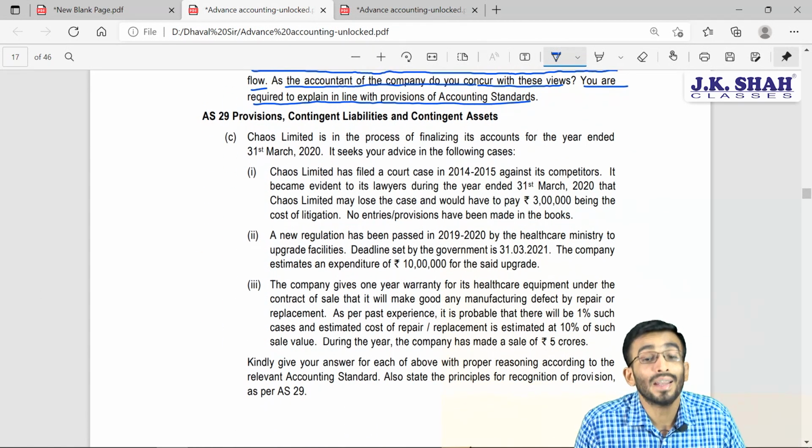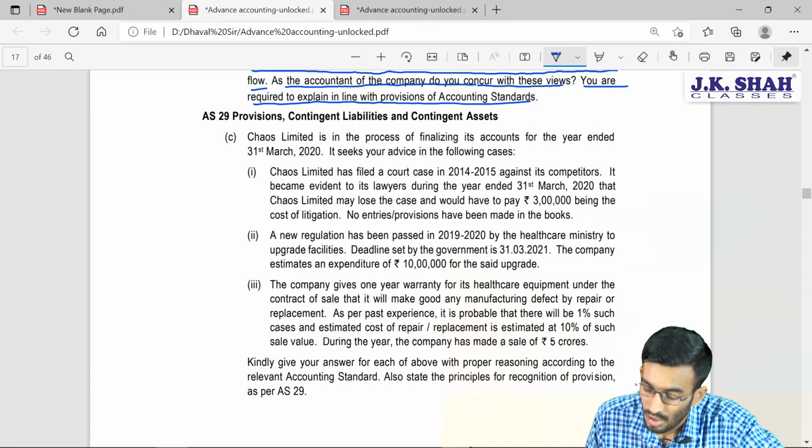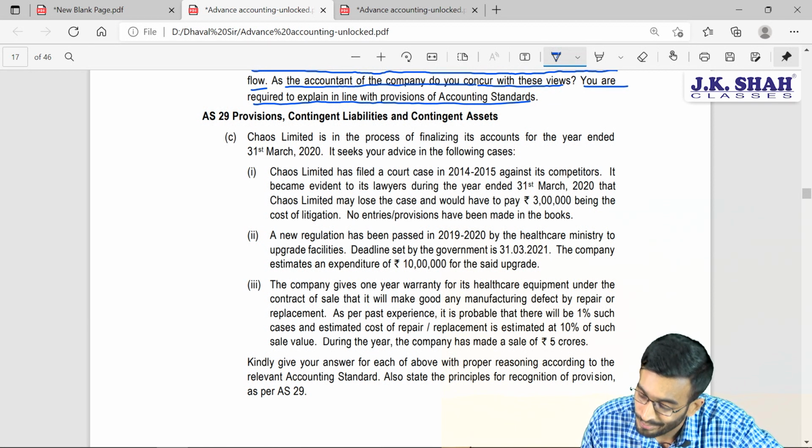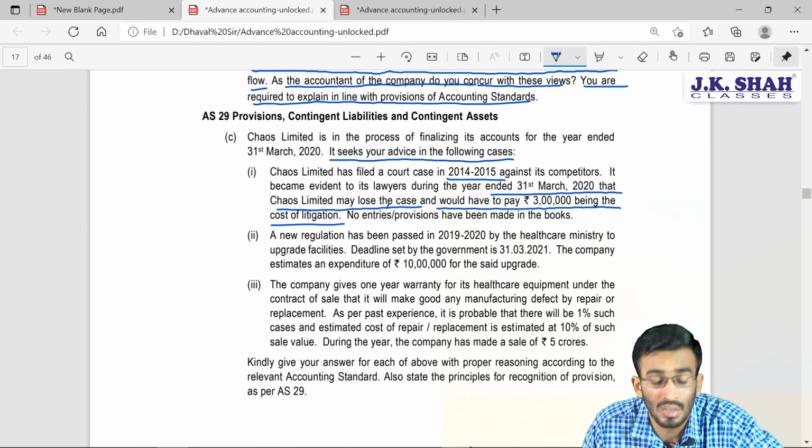AS 29, Provisions, Contingent Liabilities and Contingent Assets. They are asking, it seeks your advice in the following cases. Charles Limited has filed a court case in 1450 against its competitors. It became evident to its lawyers during the year ended 31st March 2020 that Charles Limited may lose the case and would have to pay rupees 3 lakh, being the cost of litigation.